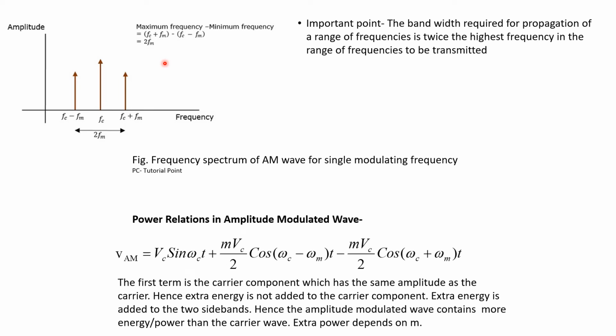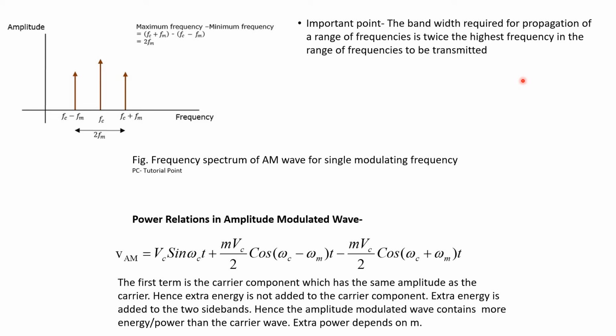Now the question arises, if instead of a single modulating frequency, we have a complete range of modulating frequencies that have to be transmitted by adopting the method of amplitude modulation, then the bandwidth required for propagation of a range of frequencies is twice the highest frequency in the frequencies to be transmitted.